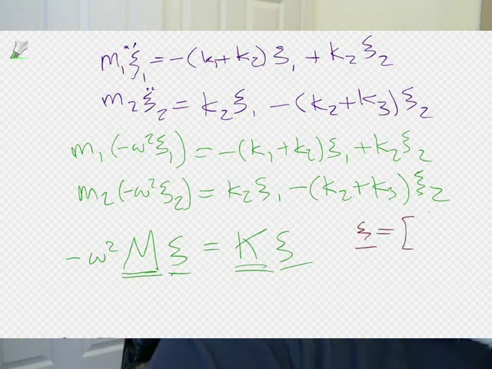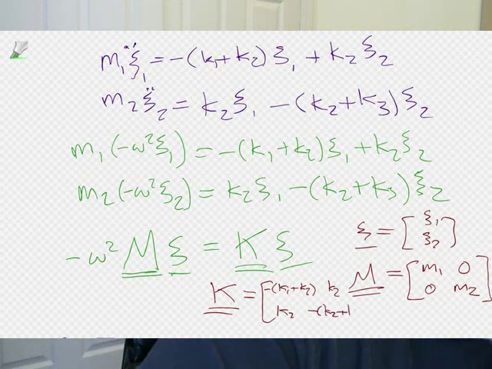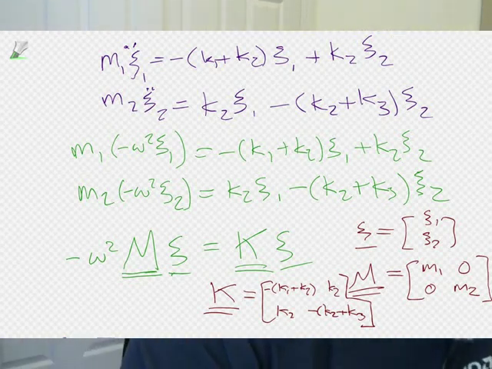Xi vector is equal to xi 1, xi 2. M matrix is equal to M1, 0, 0, M2. And then K matrix is equal to minus K1 plus K2, K2, K2, minus K2 plus K3. And of course, I ran out of space there. If I define these matrices this way and do the matrix multiplication, I will get those two equations out of it. And so the matrix is just a condensed way of writing those two equations.